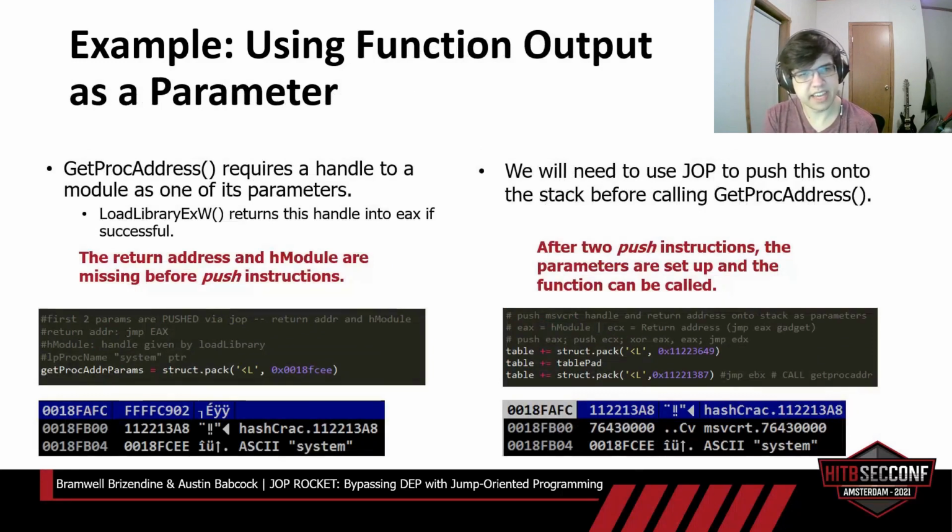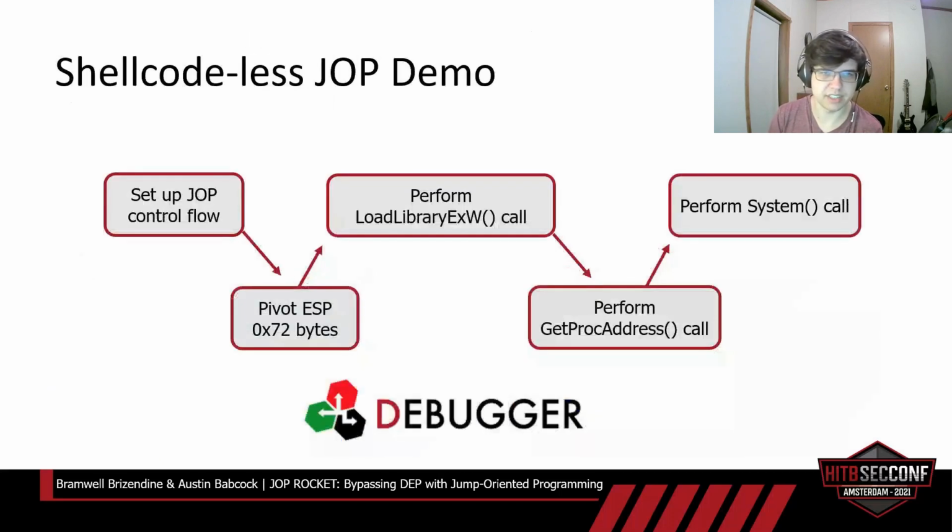One last thing to consider is that if we have output from one function that we're using in another function here, so here we have LoadLibrary, which returns a handle to msvcrt.dll, and we want to use that handle as one of our parameters for GetProcAddress. So we're going to actually get that handle, and then we're going to push it using JOP because we won't know what that value is going to be at the time of writing the exploit. We have to do this at runtime here. So that return value is going to be returned into EAX, and then we can do a push EAX gadget there.